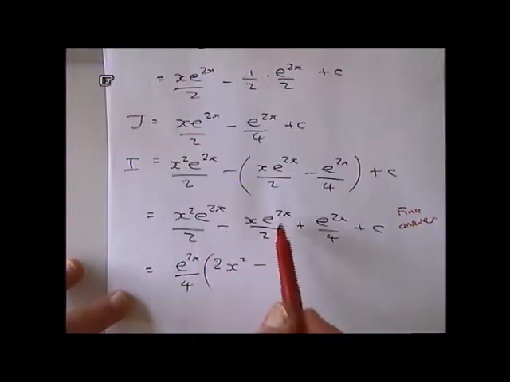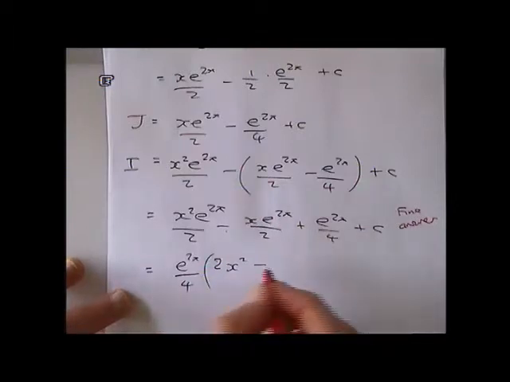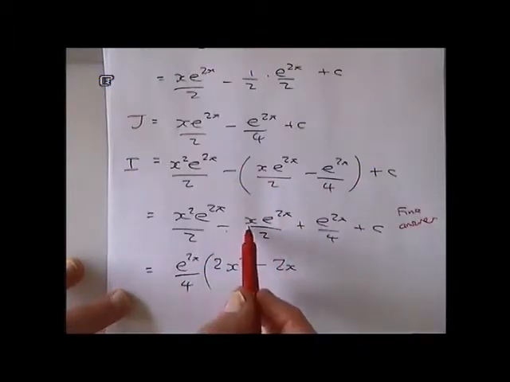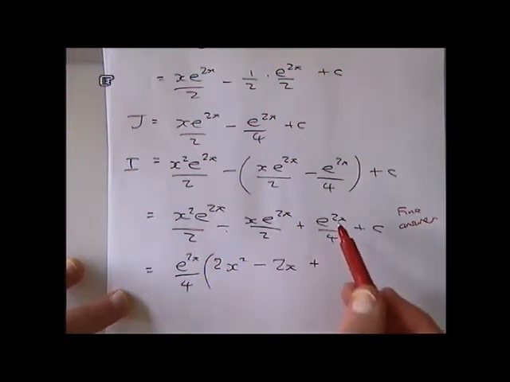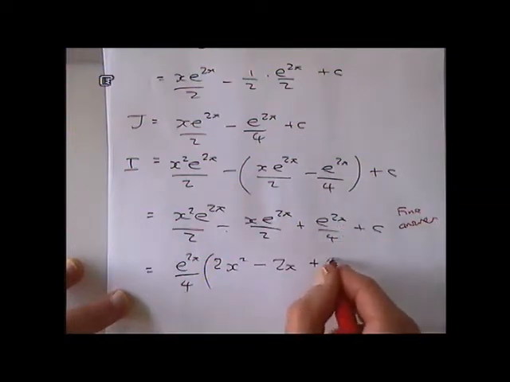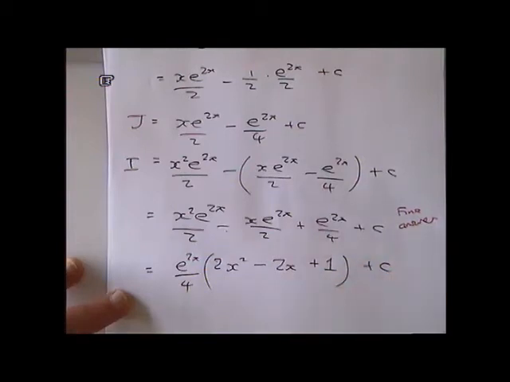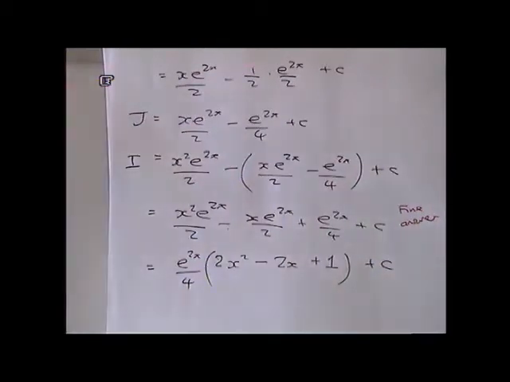What do I need to do to get this bit here? 2x? Yes. Because I need to introduce an x, and 2 over 4 is the same as a half, which is what I've got there. Then I come to my plus sign. What do I need to write down to get this bit? 1. It's exactly the same as that. Yeah, 1 plus c. Okay, so that is that example finished.